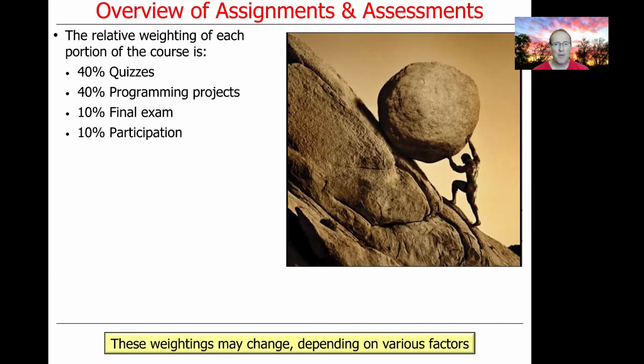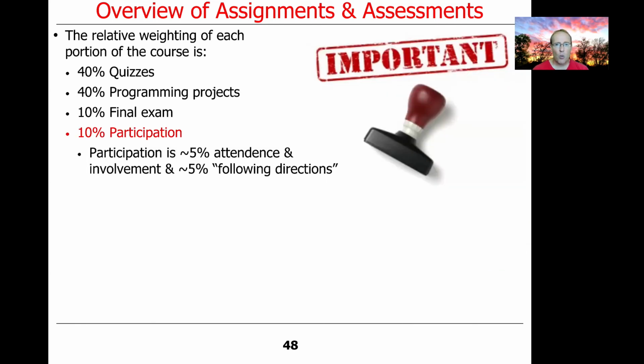This is a rough estimate of the relative weighting of each portion of the course. The quizzes, there'll probably be maybe 6 or 7 quizzes, are 40% of the grade. The programming assignments, there'll be 4 programming assignments, roughly 40% of the grade. If we have a final exam, that'll be 10%, so it's roughly about the same as a quiz, maybe a little bit more than a given quiz. And then there's also a participation score, and I'll talk about that in just a second. We might change the weightings a tad. If we don't have a final exam, we'll probably bump up the quizzes and the programming projects to be 45% each.